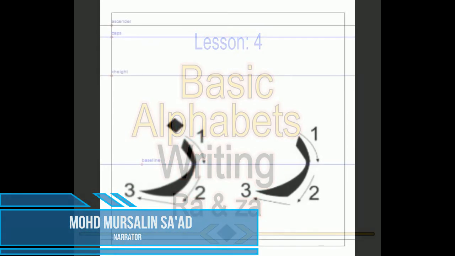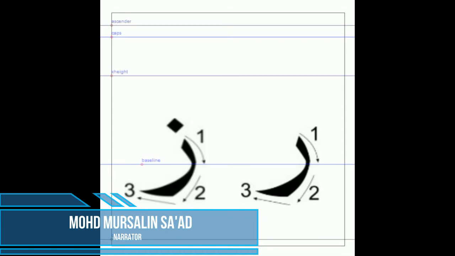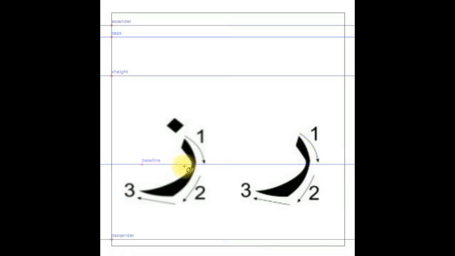Okay guys, the next alphabet is alphabet Ra. This is the line here. You must write it at the middle of the line. Goes here 1, 2 and 3. This is letter Z. It has a Z sound, same formats.